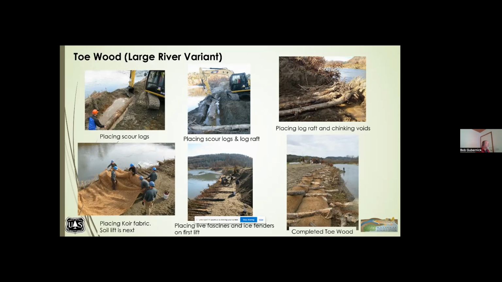There is a set of scour logs placed probably about a third of the way back from the face, and the logs are placed over top of that. And then you use logs and root fans and small logs to chink in. You'll put fabric down. You'll put your soil material down with fascines, and you'll build that repetitively going up. And you can see what it looks like in the lower right-hand corner. Those logs that stick out are ice fenders.